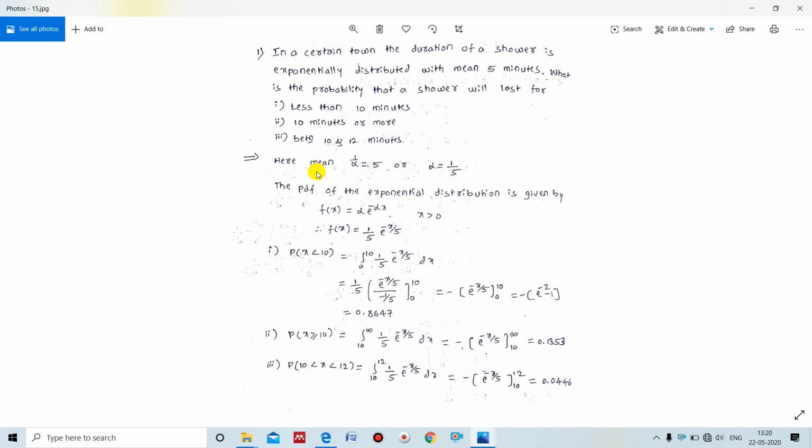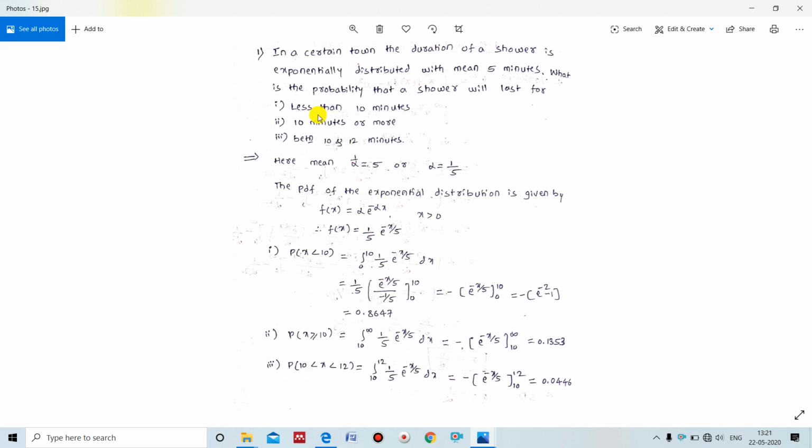Here the given mean is 5. We know that in the exponential distribution, mean is equal to 1 by alpha. So 1 by alpha is equal to 5, and then alpha is equal to 1 by 5. The probability density function of the exponential distribution is f of x equal to alpha into e raised to minus alpha x. Putting the alpha value, f of x equal to 1 by 5 into e raised to minus x by 5.